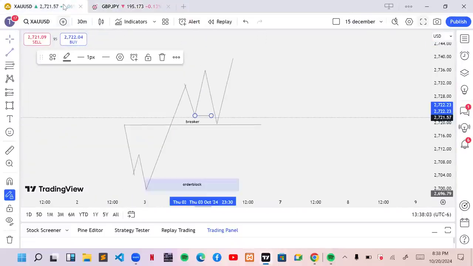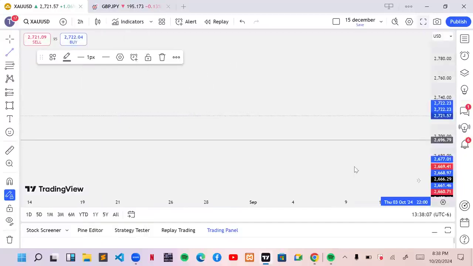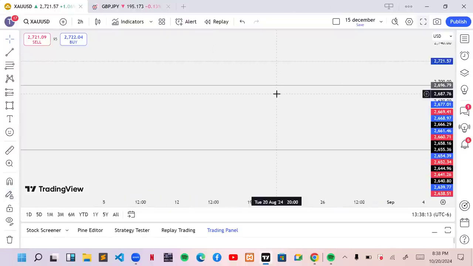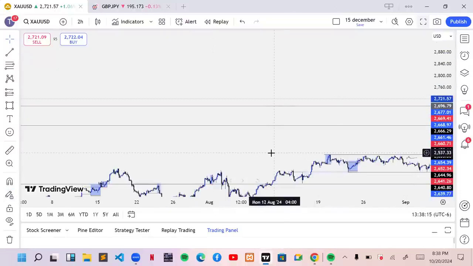I want to go to gold. I think on 1 hour time frame, breaker block entries will be here. I don't see it. I will look for old charts.